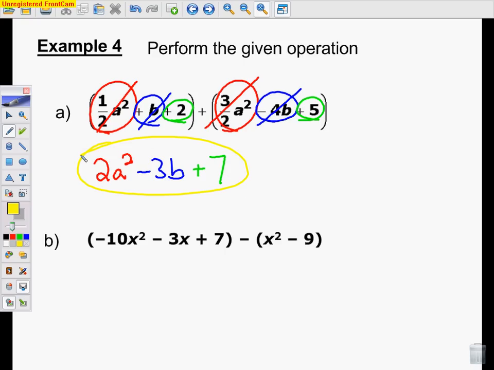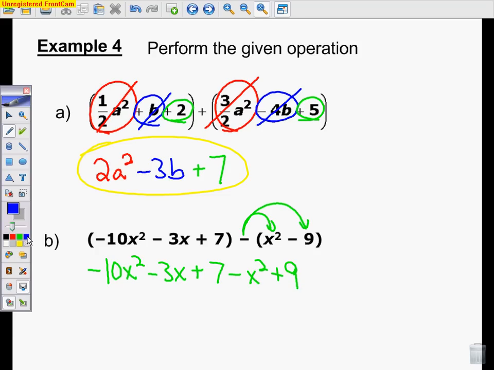All right, part B, that's a subtraction problem. So we're going to make sure that we take that minus sign and distribute it into the second polynomial. We're just going to drop down this first polynomial, negative 10x squared minus 3x plus 7, and then with the distribution of the negative, we would have minus x squared and a positive 9.